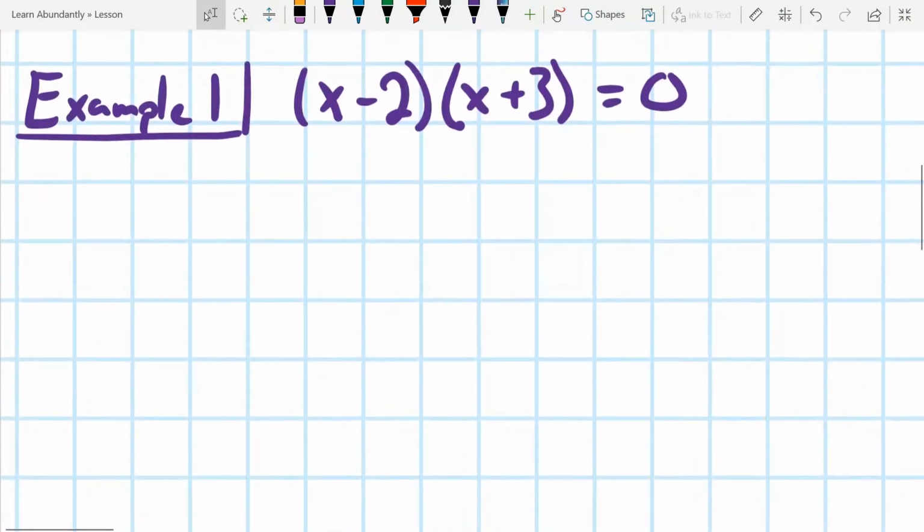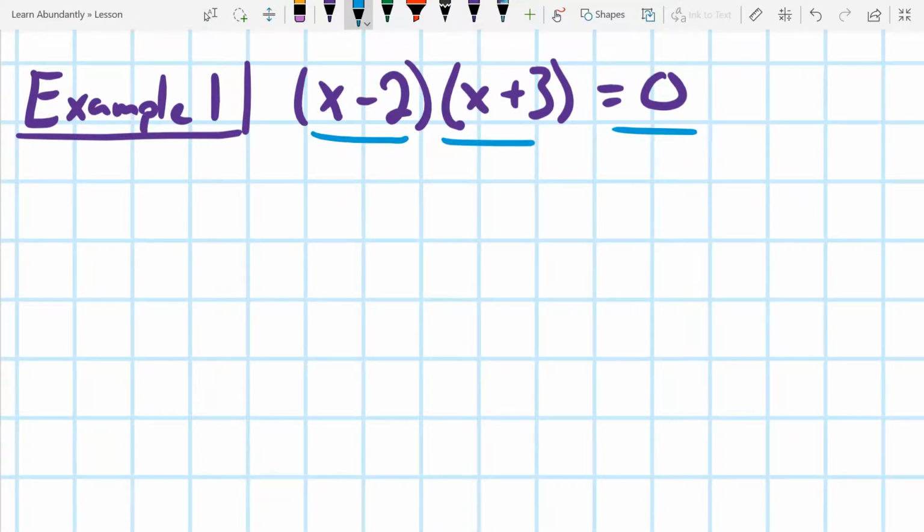So our first example, we have two factors that, when they multiply together, equal 0. The zero product property says that when we have two things that multiply together to equal 0, then one of them must be 0, or both. So let's try it out. We're going to do x minus 2.